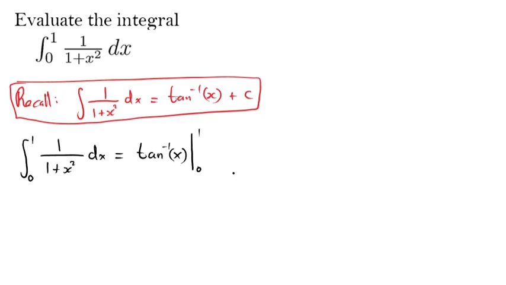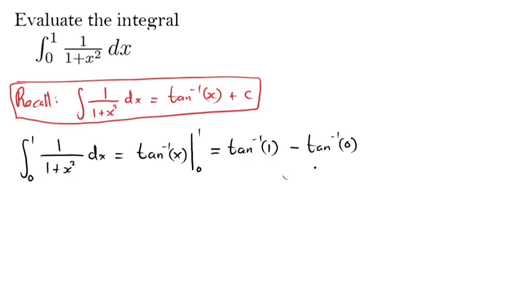So our job here basically is just to replace x with the upper limit, then we subtract the whole thing when we replace x with the lower limit. So this will be equal to tan inverse, replace x with 1, minus tan inverse again. This time around we replace x with 0, like that.